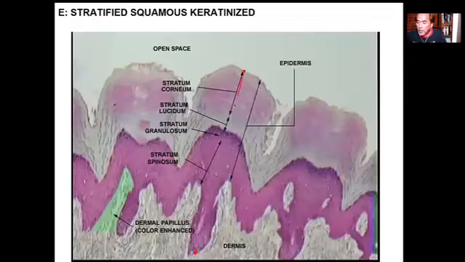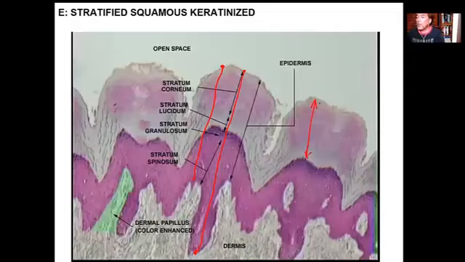Remember the skin has this wavy appearance on the epithelium. It looks like a wave, and also the epithelium is actually from here to here. Now the top layer are dead cells. This is the top layer. So this is stratified squamous keratinized.